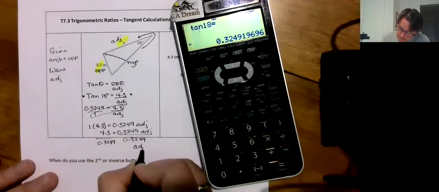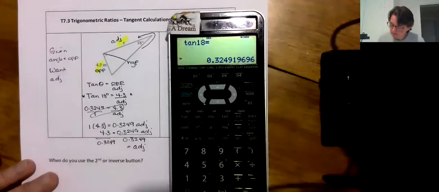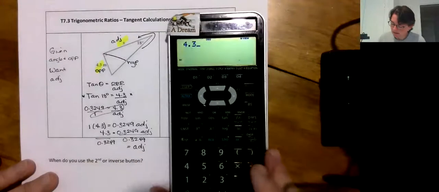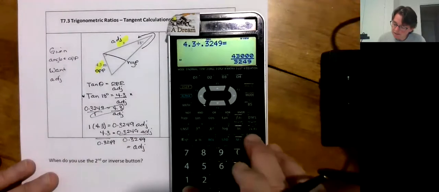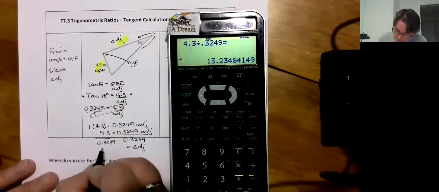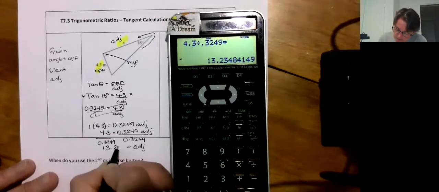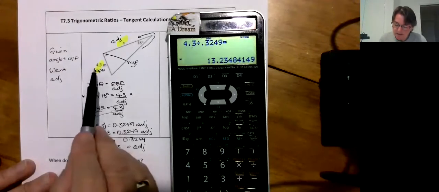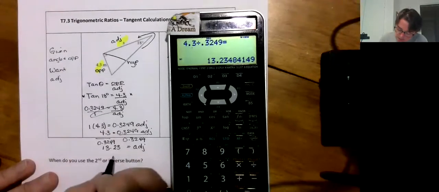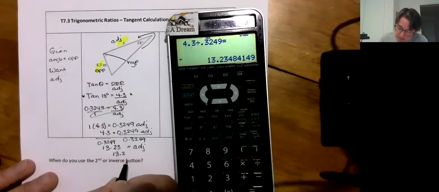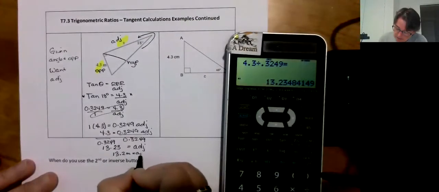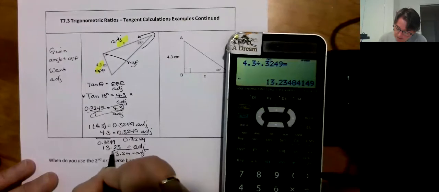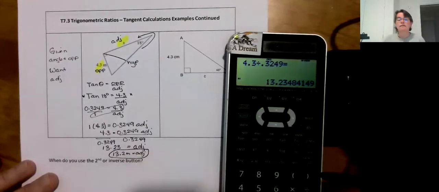So adjacent is equal to 4.3 divided by 0.3249. Oh goodness. Oops, there it is. 13.23. And let's see, the question gives me 1 decimal place, so let's make this 13.2. And it even has meters, so we better put meters in. And that's going to be adjacent. All right, there's the practice. You have that written down too.